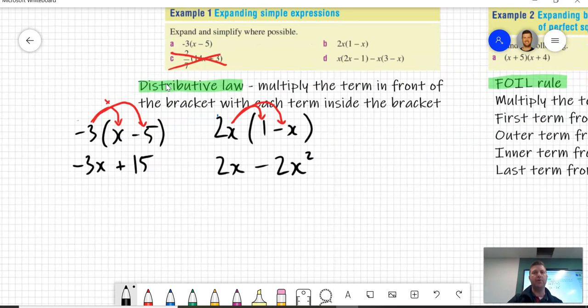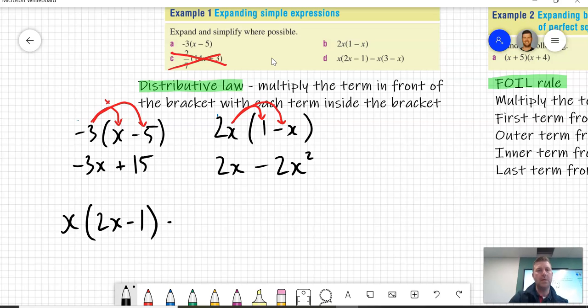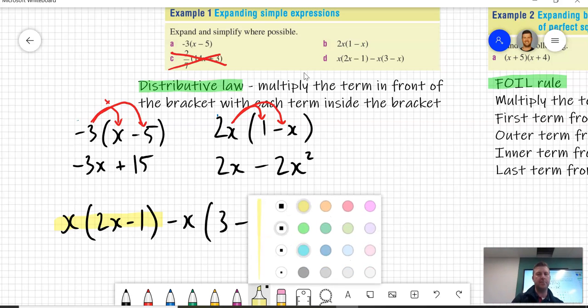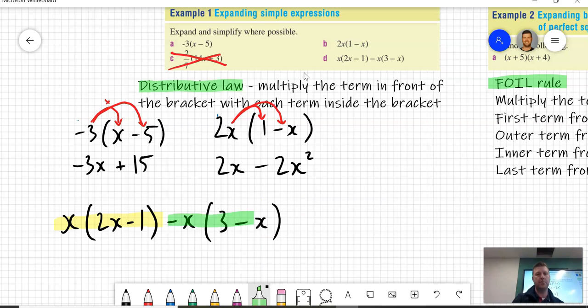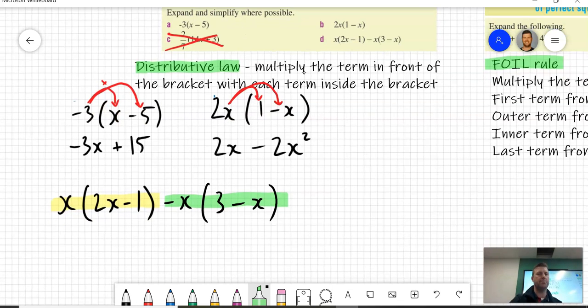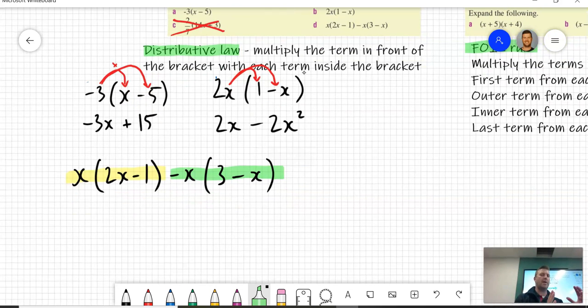Anyway, I'm going to move on to this one here, which is a little bit longer, but we're going to break it down. So it's x at the front. I've got 2x, take 1, take x, in brackets 3, take x. And I'm just going to separate this into two parts. I'm going to do this first part, just like we have with those first two examples. And then I'm going to do the second part, but just have the multiplied terms adding on to each other.